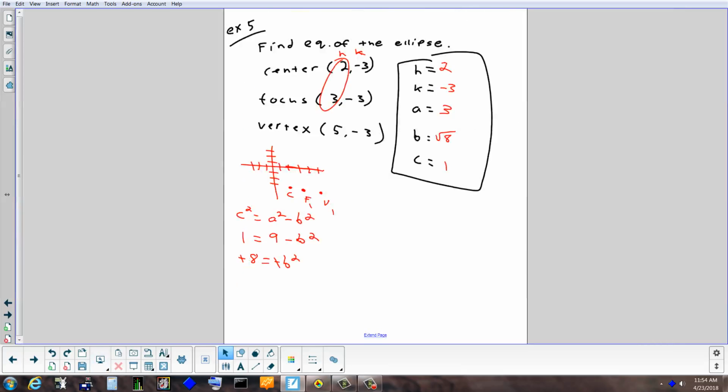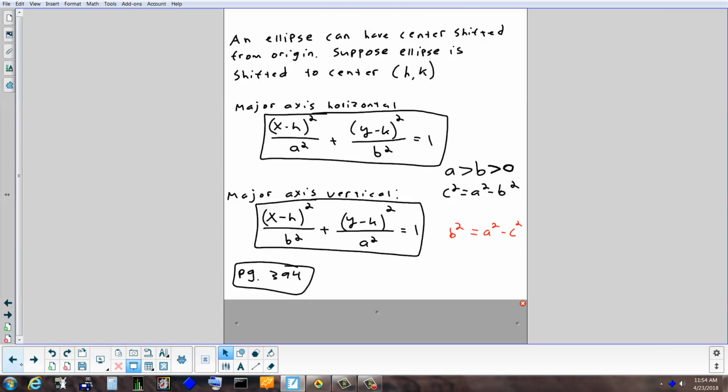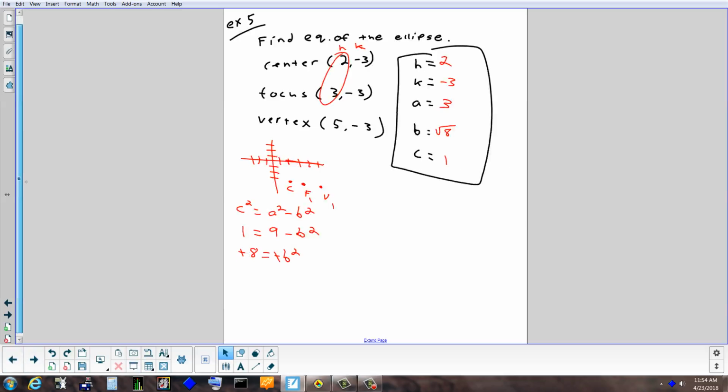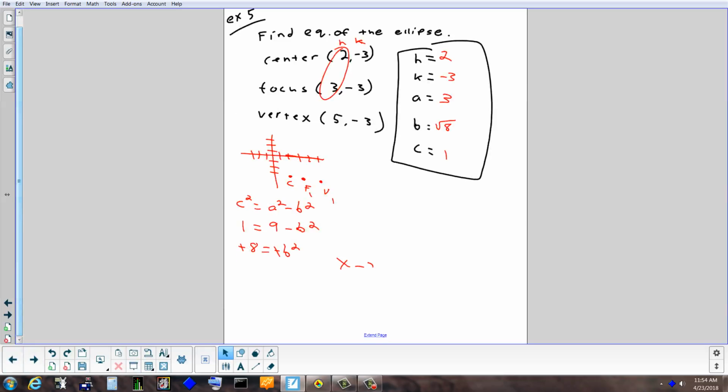So as far as arithmetic and calculation, that's it. That's all you're going to do for calculations. Now we just fill it in. So it's always going to be x minus h squared, y minus k squared. Let's just start with that. X minus 2 squared plus y minus k squared.